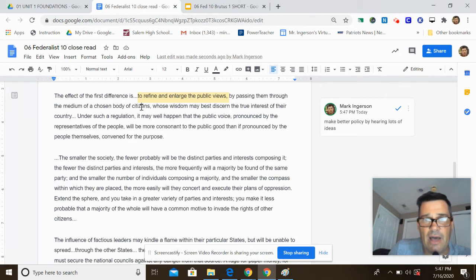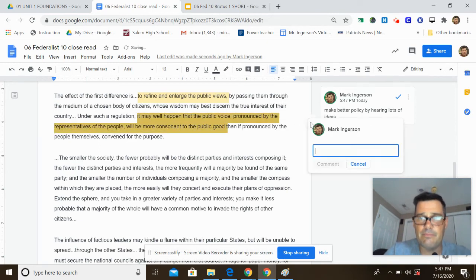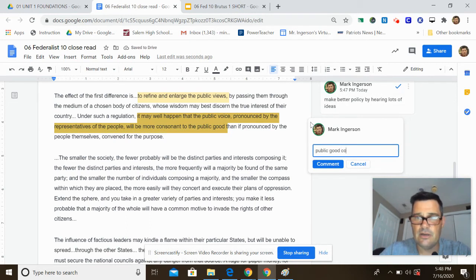Under such a regulation, it may well happen that the public voice, pronounced by the representatives of the people, will be more consonant with the public good. Meaning, public good is the idea that it's a law that's good for everybody, not just for the minority or not just some faction, than if pronounced by the people themselves convened for the purpose. So, you're much more likely to have a small group of people who represent the people come up with good law than if all the people got together and voted on something. That's the argument he's making. All right, so public good is more likely to come from representatives than from the people themselves.